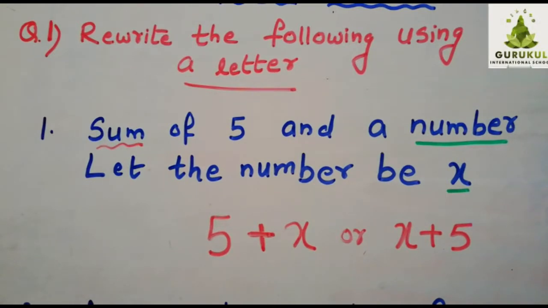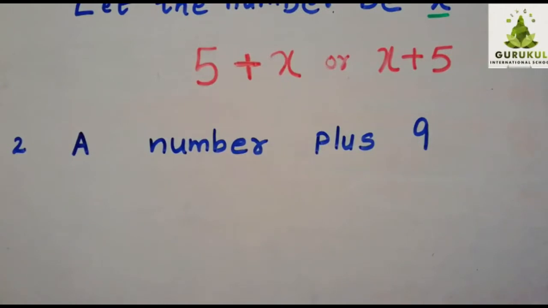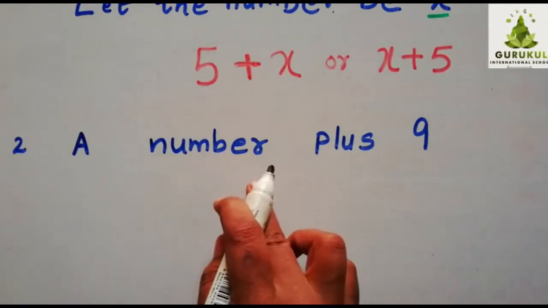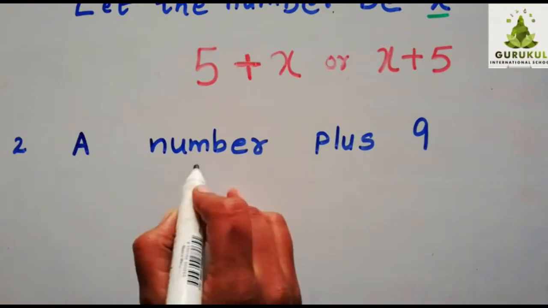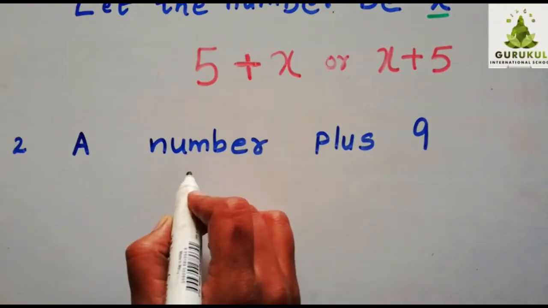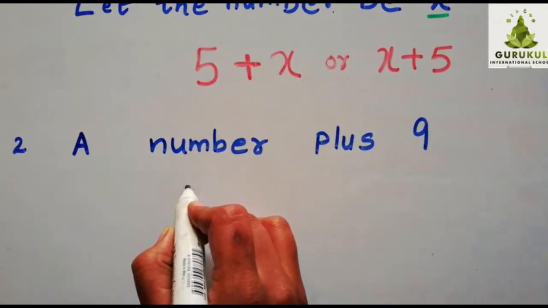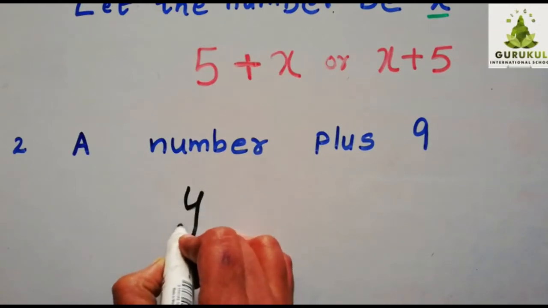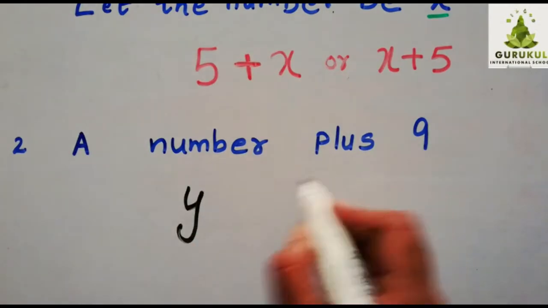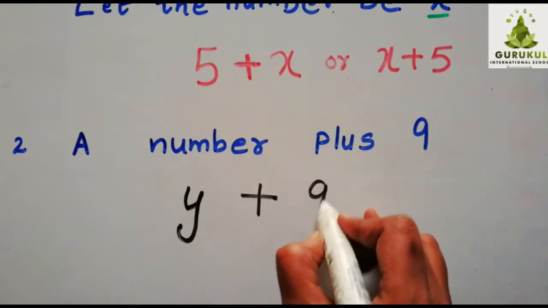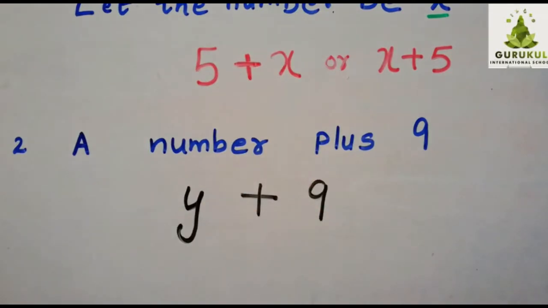Now the next one, a number plus 9 is given. Let the number be, you don't know this number, so let the number be y. So if I take the alphabet as y, plus 9. So this is the expression for this statement. A number plus 9 is y plus 9. This is the expression for this given statement. Copy down these two.